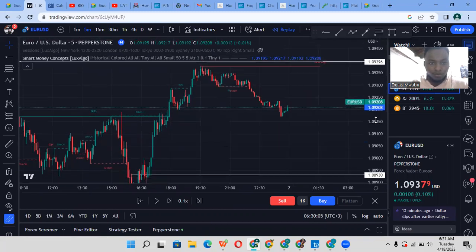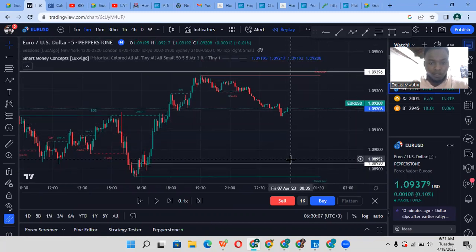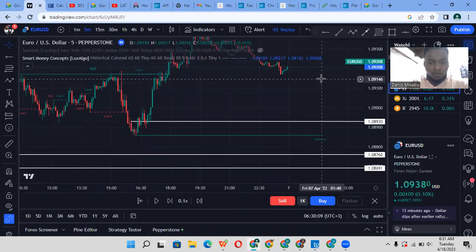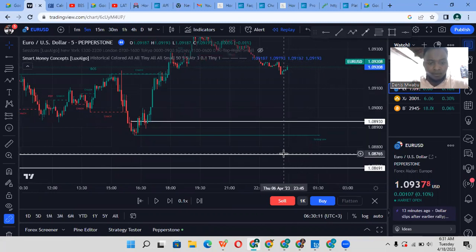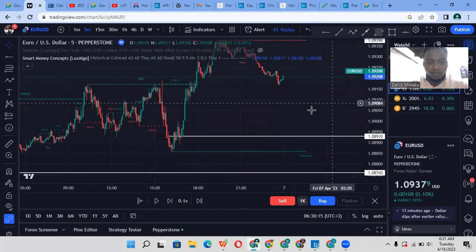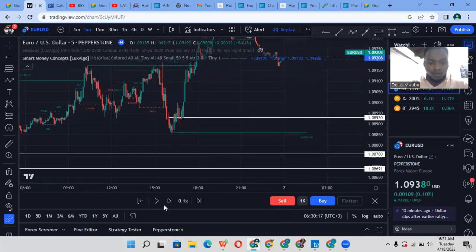So let's see what USD will do. I kind of feel we'll have a pullback either towards this zone and buy, or swipe the lows, come here and buy. Let's see what will happen.